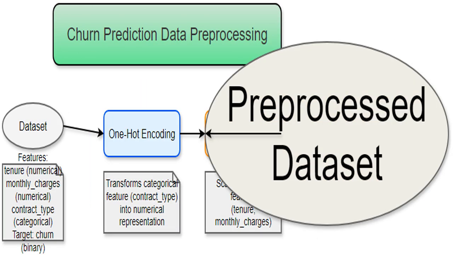After I apply one-hot encoding and feature scaling, I have a dataset that's ready for my machine learning model. Now my model can learn efficiently and make accurate predictions.